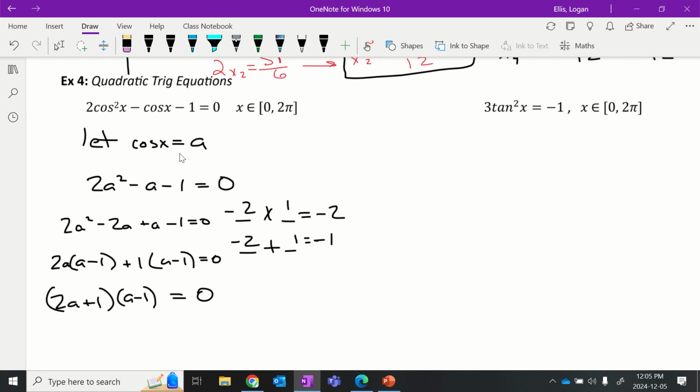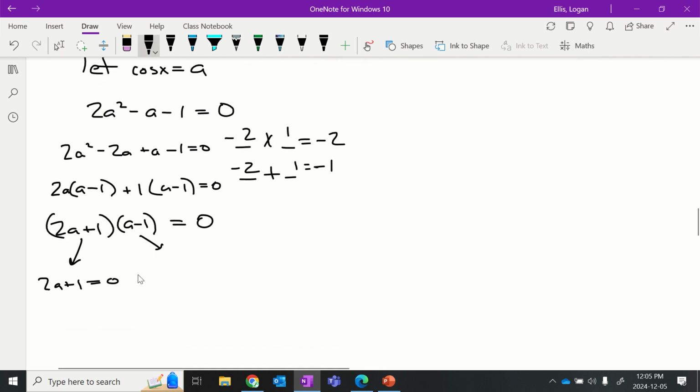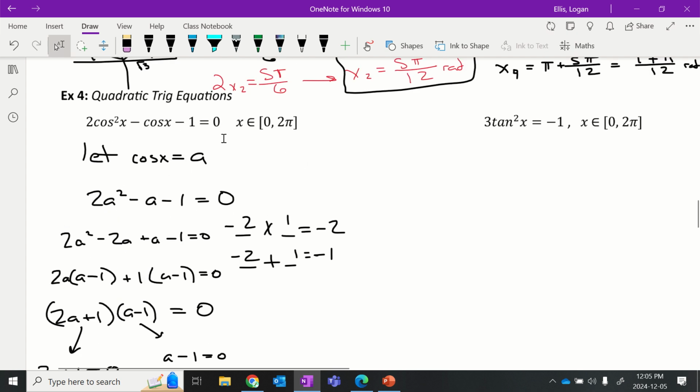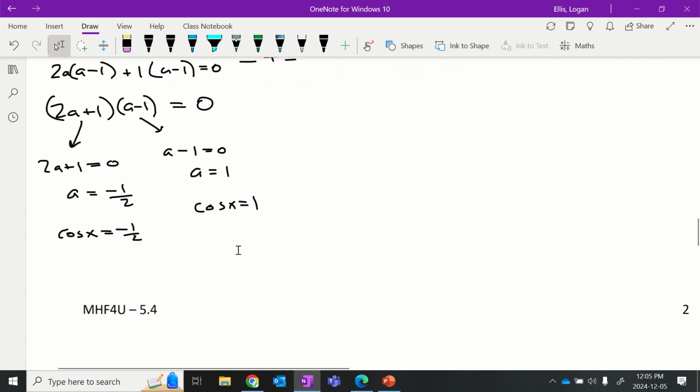So at this point, I can think of two factors here. 2a plus 1 equals 0, so solving for that, we get a equals negative 1/2. And over here, a minus 1 equals 0, so a equals 1. Now remember, this is really just cos x, right? Cos x equals negative 1/2, and cos x equals 1. At this point, we can solve each of those. So there's actually multiple solutions for this.